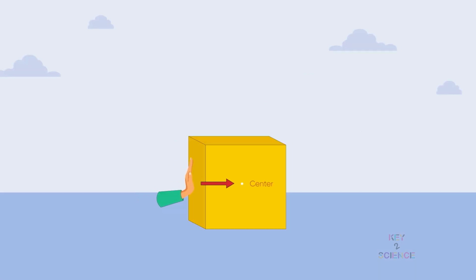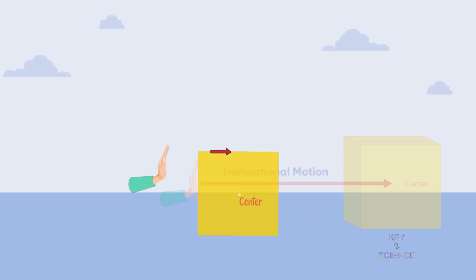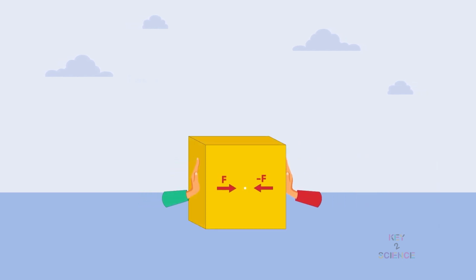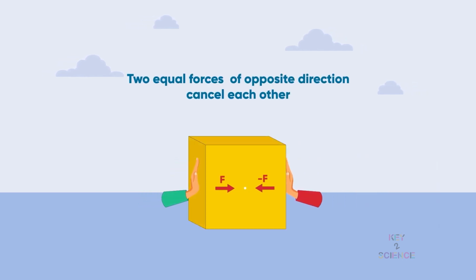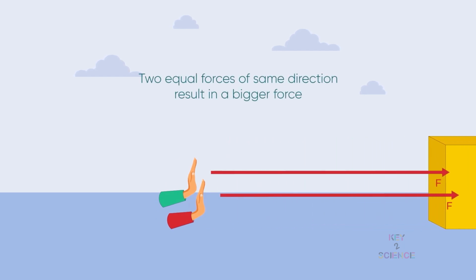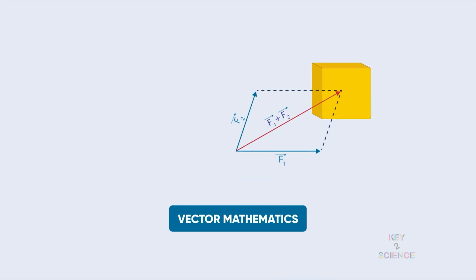If the force is applied through the center of mass of an object, it will create translational motion only. If it is applied through any other point, it will bring in rotational motion as well as translational motion. Two equal forces applied on an object through the same point at the same time in two opposite directions will cancel each other. If the forces are applied in the same direction, it will result in a bigger force, which is double in magnitude. Forces applied to different points in different directions are a matter of vector mathematics.